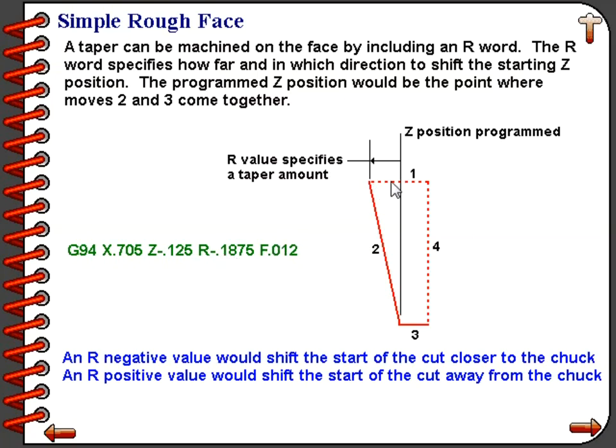187.5 thousandths, and that facing cut will be at 12 thousandths per revolution. Just as we had to do with the turning operation with G90, the R word being negative or positive is going to either shift the start point closer toward the chuck or further away from the chuck. An R negative value would shift the start of the cut closer to the chuck, as we have demonstrated here. An R positive value would shift the start of the cut away from the chuck.